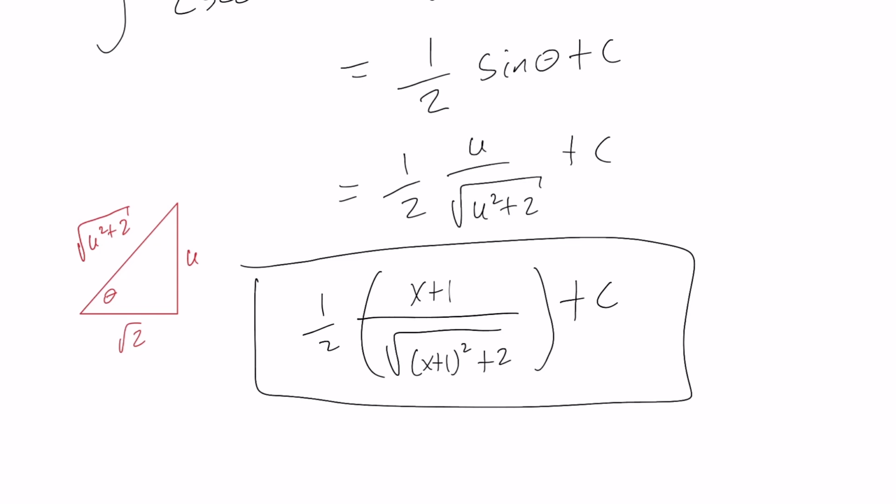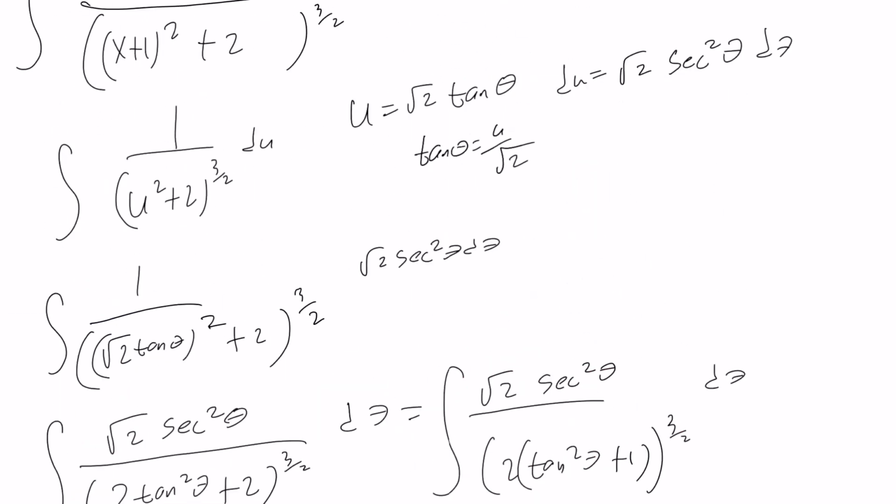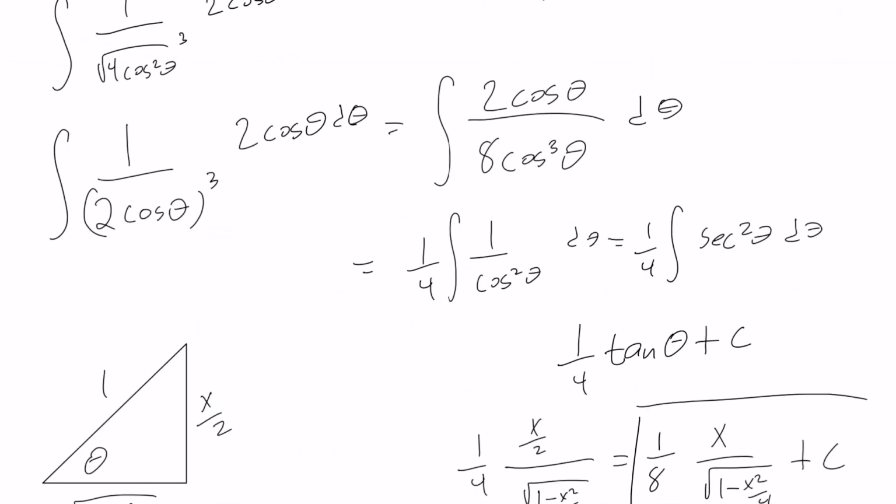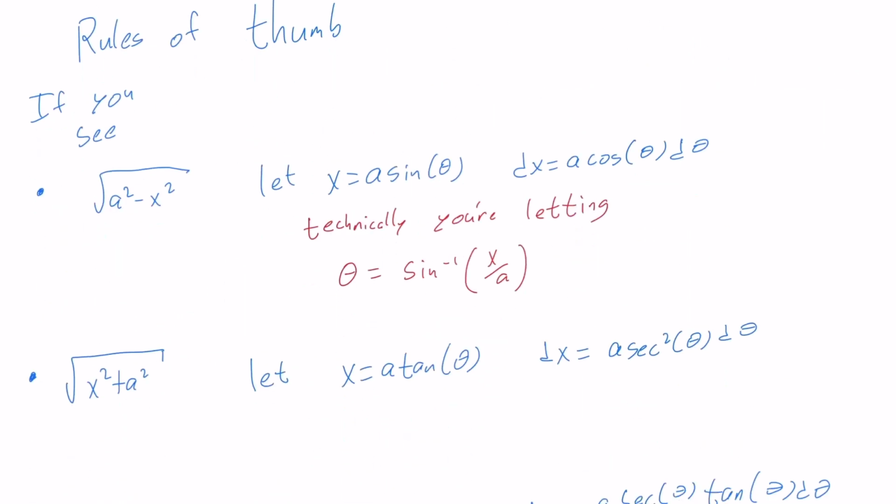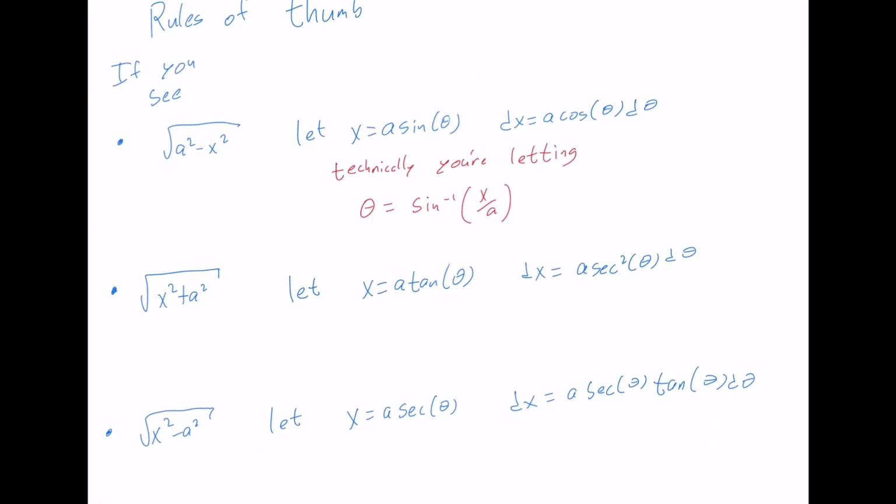So we pick our angle theta really carefully so that everything kind of works out in the end. And how do we know what we should let our angle theta be? Well, it all goes back to these rules of thumb. If you see the square root of a squared minus x squared, you should consider letting x equal a sine theta. And if you see the square root of x squared plus a squared, you should consider x equals a tangent theta. And if you see x squared minus a squared, you should consider a times secant theta. That is inverse trig substitution.